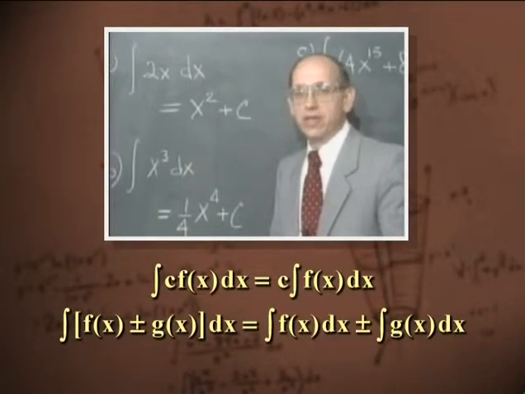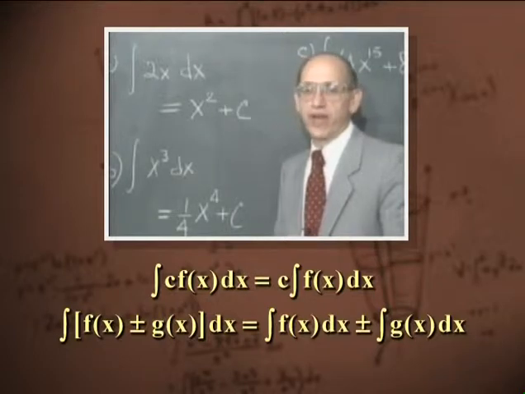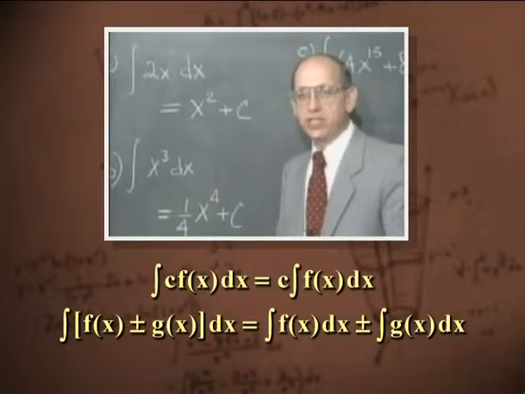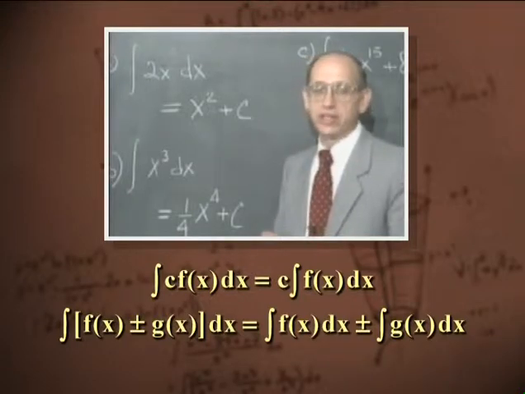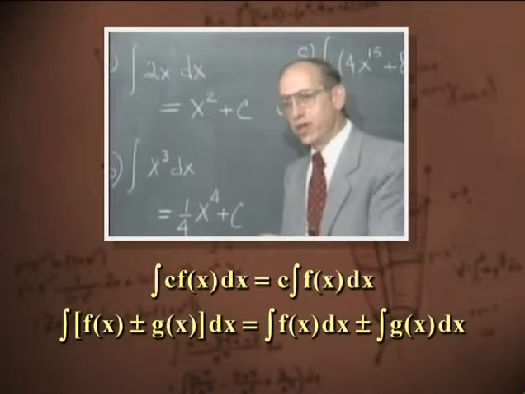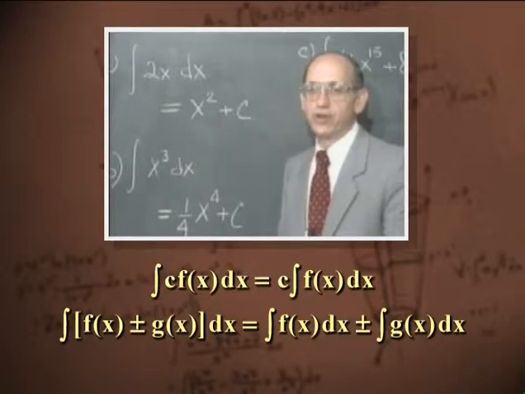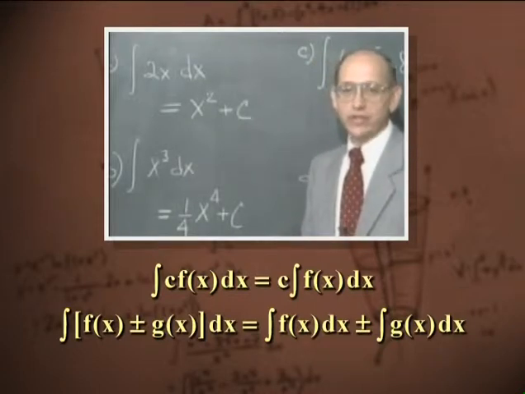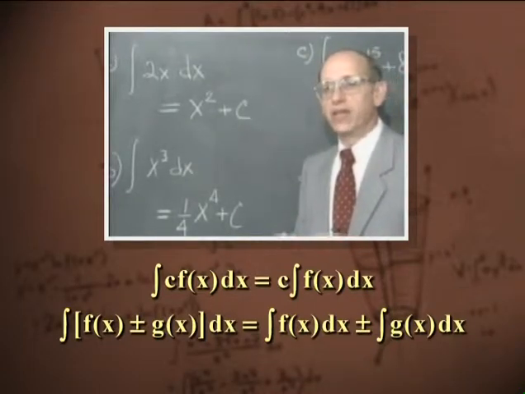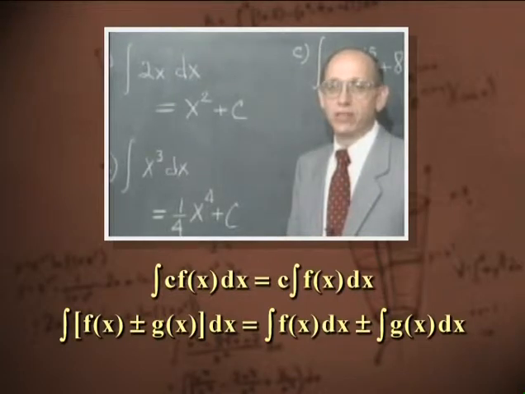Now, what other rules do we have from derivatives that could be applied to integrals? Well, there's this. The integral of c f of x dx, that is, the integral of a constant times f of x dx, is the constant times the integral of f of x dx. Why? Because when you take the derivative of a constant times a function, you simply carry that constant multiplier. And finally, if you have the integral of the sum or difference of 2 functions, you can take the integral of each piece separately and add them together.